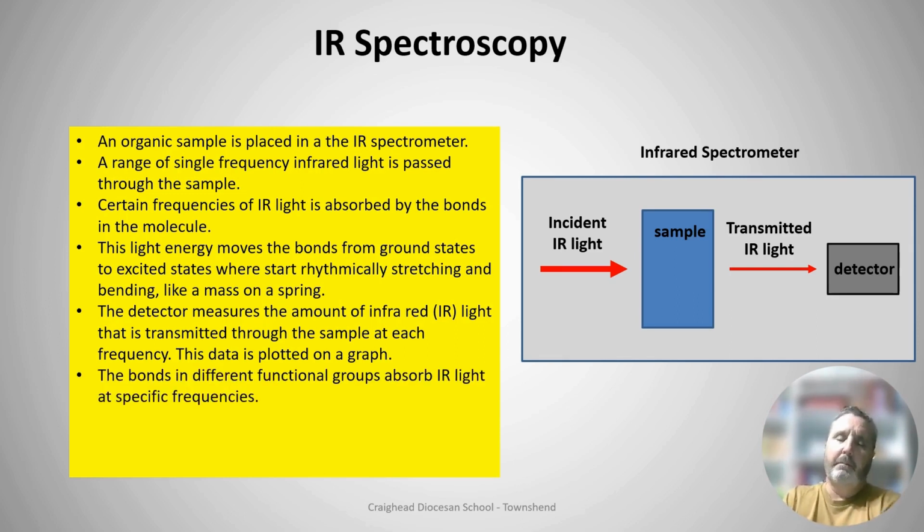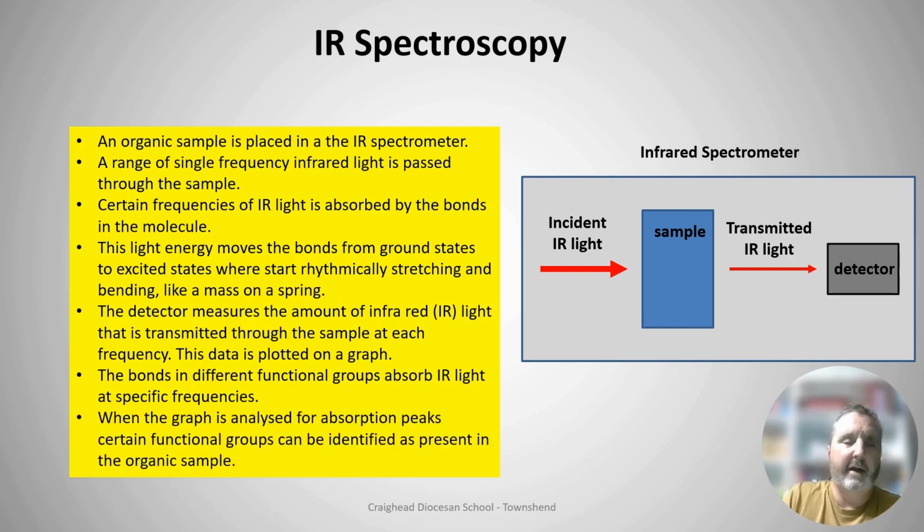So the bonds of different functional groups will absorb different colors of the infrared spectra. Now infrared spectra have colors like we think of as ROYGBIV, the visible light colors, but there are different frequencies of infrared light, or different wavelengths, because we measure these plots in wavelengths per centimeter. Different functional groups absorb different wavelengths. So let's have a look at this graph and see how we unpack this.